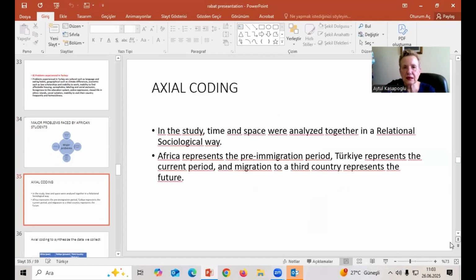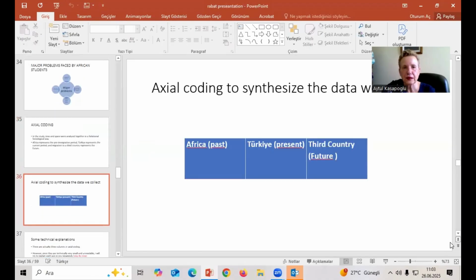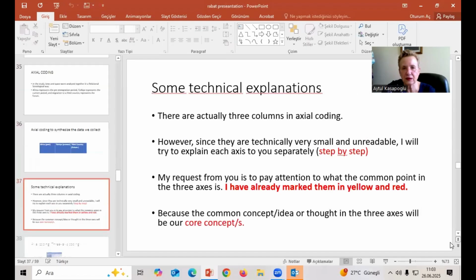Axial coding. In the study, time and space were analyzed together in a relational sociological way. Africa represents the pre-migration period. Turkey represents the current period, and migration to a third country, like Europe, America, or Canada, represents the future. Axial coding was designed to synthesize the data: Africa past, Turkey present, third country future.